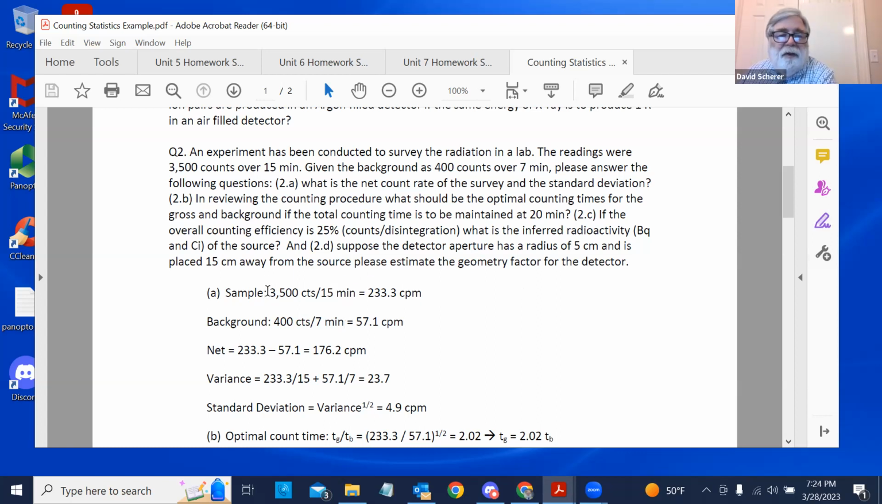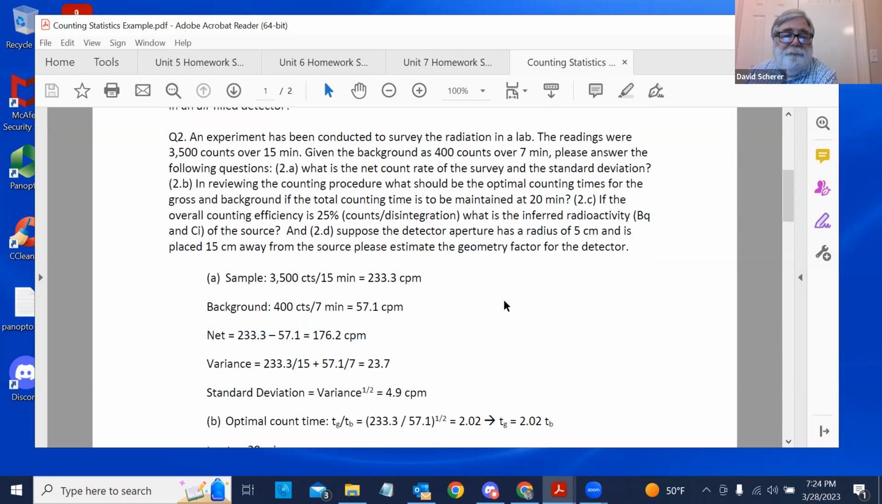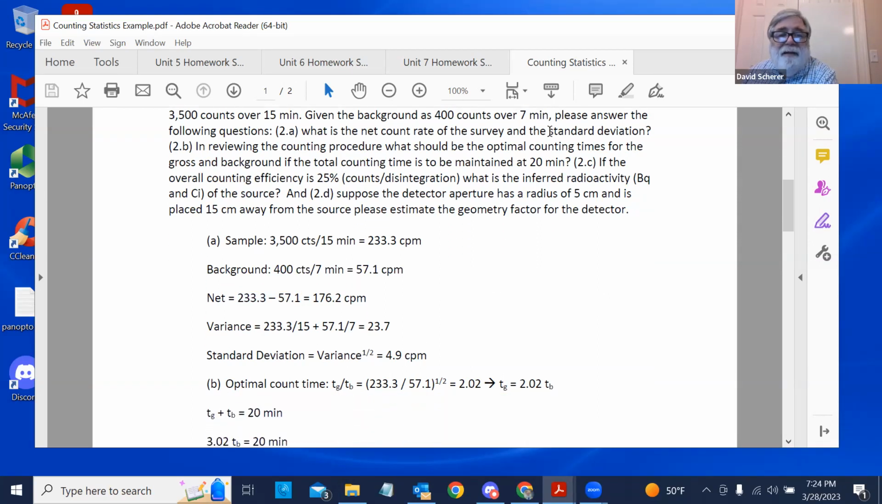Well, you calculate the count rate for the sample. 3,500 counts in 15 minutes is 233 counts per minute. The background is 400 counts in 7 minutes. That's 57 counts per minute. The net count rate is just the count rate of the sample minus the count rate of the background. It's very straightforward. The question it then asks is, what's the standard deviation of this net count?